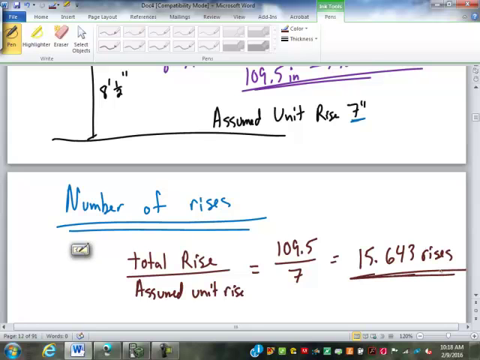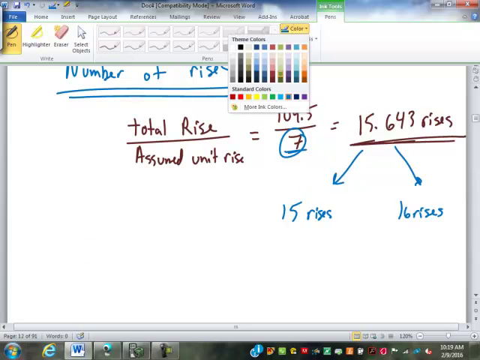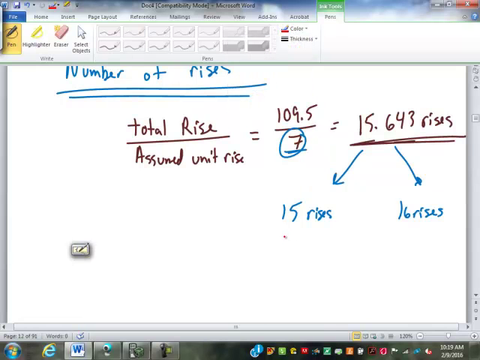Now let's talk about this number for a second. Obviously you can't have part of a rise. So we're either going to have 15 rises or 16 rises. Now this was assuming a 7-inch unit rise. If we make it only 15 rises, will the unit rise be more or less than 7? Slightly more, greater than 7 inches. If we go 16 rises, it'll be slightly less than 7 inches.